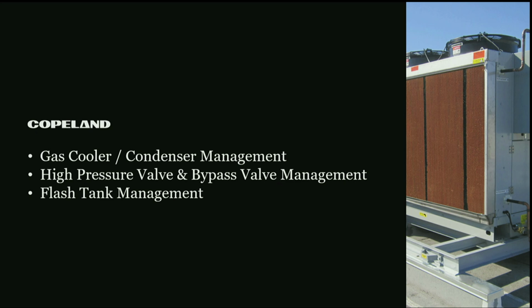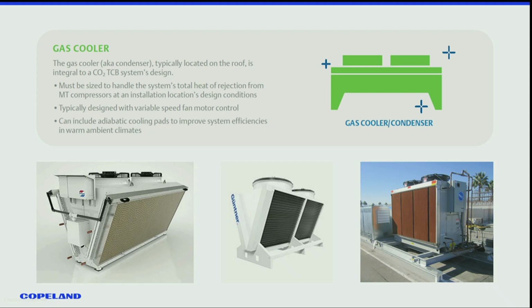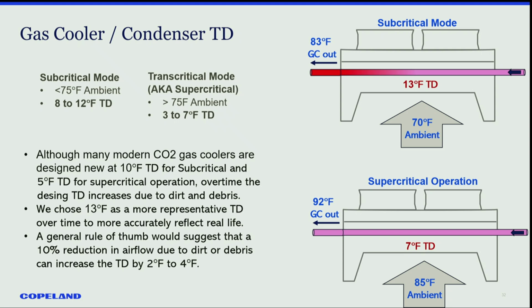So let's get into what we've got here. Gas coolers I want to talk a little bit about. There are, of course, different kinds: dry gas coolers and adiabatic gas coolers. But we also refer to them, as I mentioned, as gas cooler and condenser. We did a study, and we got a little pushback, but when we explained why we did this, typically a gas cooler condenser TD is going to be somewhere between 8 to 12 degrees in subcritical mode when it's actually desuperheating and condensing.